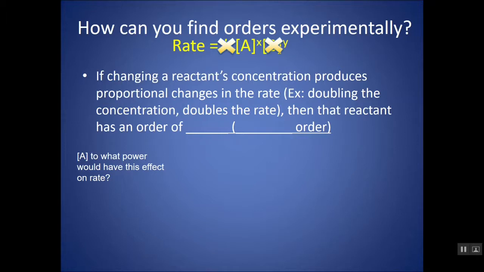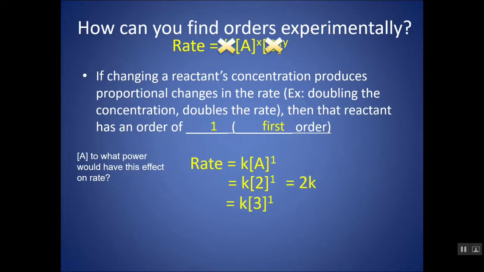Okay. If changing a reactant's concentration produces proportional changes in the rate, for example, doubling the concentration doubles the rate, then what order would that reactant have? Well, that would be first order. And that makes sense because let's say the concentration of A is 2, and 2 to the 1 power is still 2. That would end up doubling the rate if I were to double the concentration of A. If I were to triple the concentration of A, it would triple the rate, so on and so forth.